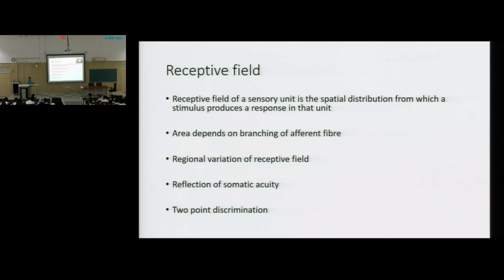Now the receptive field, this is the reflection of somatic acuity. Okay? So you can say, for example, tactile acuity.